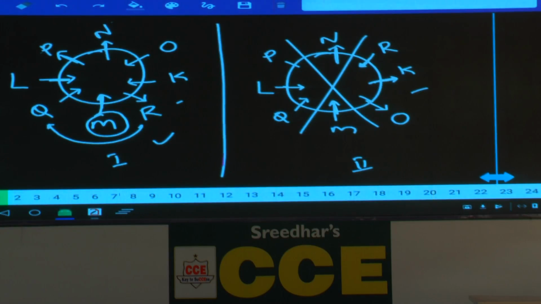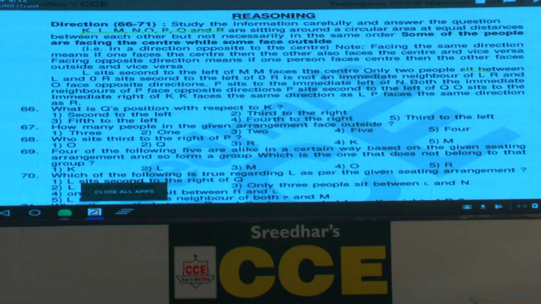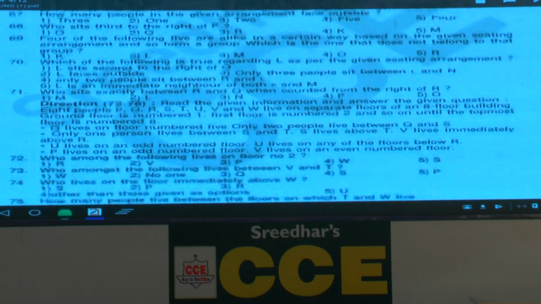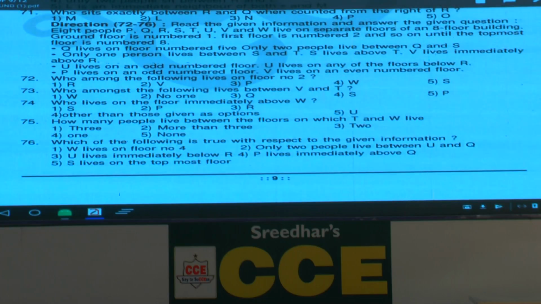Then 72 to 76. Now, in this question number 72 to 76, how many people are there? 8 people, P, Q, R, S, T, U, V and W live on separate floors of an 8-floor building. Ground floor is number 1, first floor is number 2 and so on until the topmost floor is number 8. Whenever this floor arrangement is there, first write down the floors at the center: 8, 7, 6, 5, 4, 3, 2 and 1.